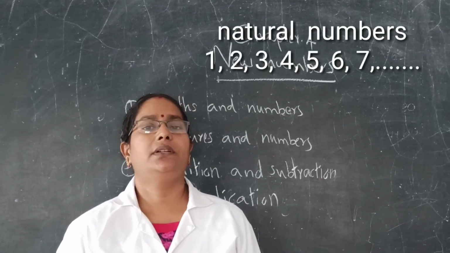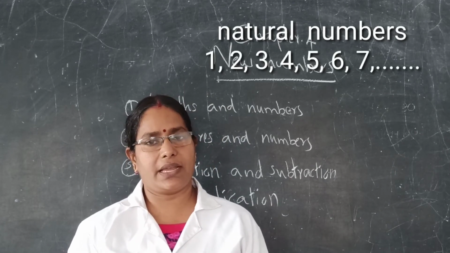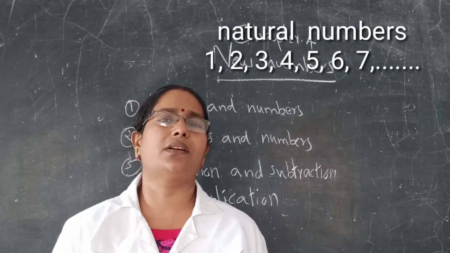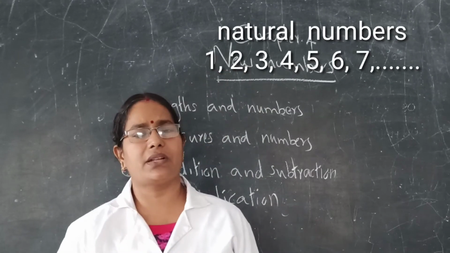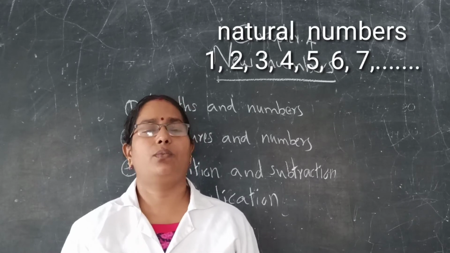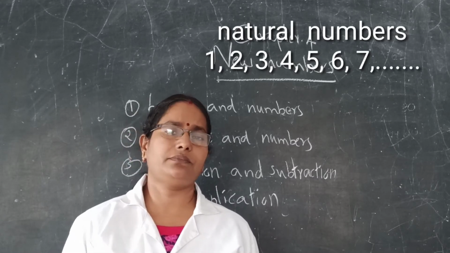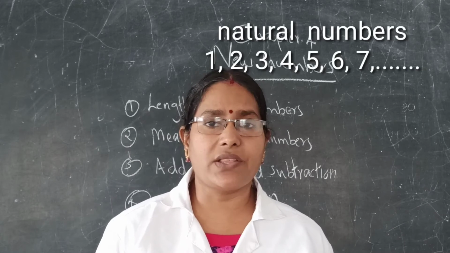Example, 1, 2, 3, etc. They are not countable, going on to infinity. Therefore, numbers go on to infinity, 1, 2, 3, etc. This is natural numbers.